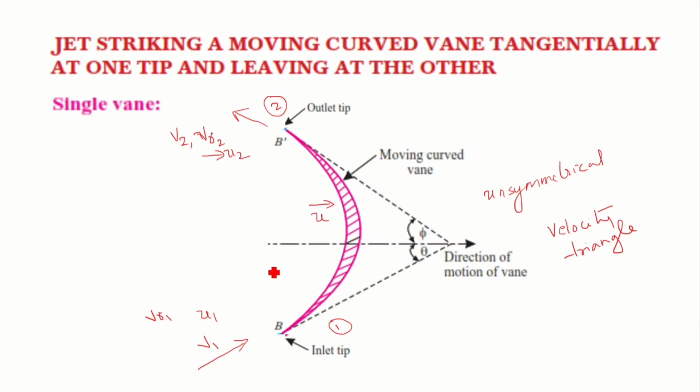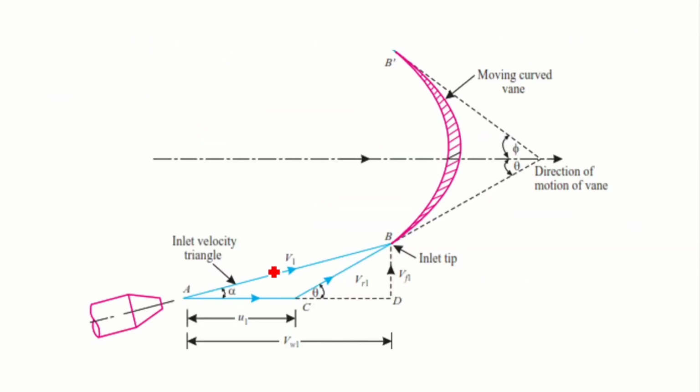Okay, let us look into the details of the inlet velocity triangle. From this figure, there is a nozzle. From this nozzle the jet of water is coming out, and this jet strikes the vane, but the vane is moving with a velocity. So water strikes the vane at a relative velocity only.